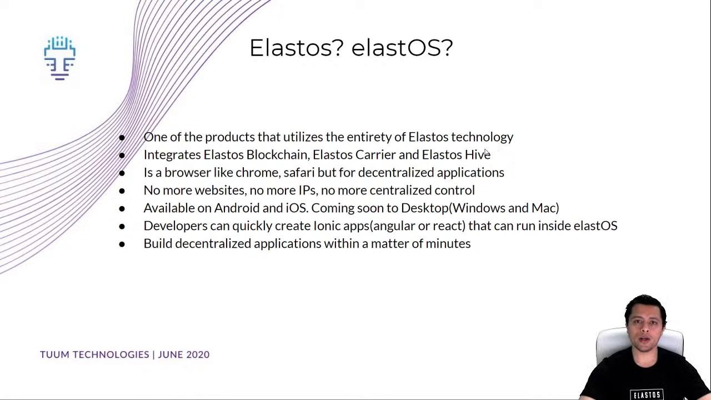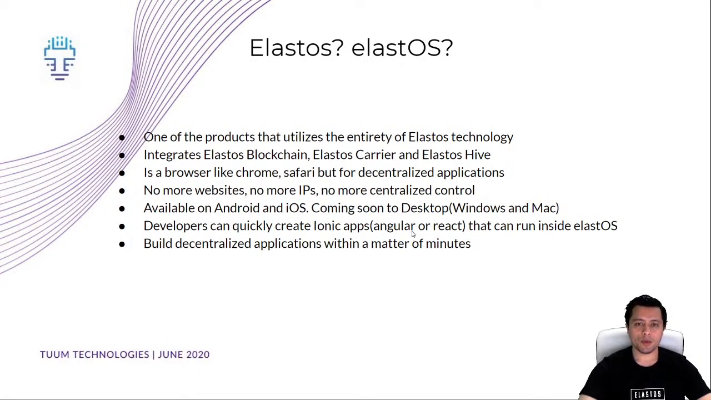So it uses Elastos Carrier, which we talked about earlier. It utilizes the smart contracts in the future. It uses DIDs, which is a big thing. It uses Hive, all of those things, right? The number one thing is when you build applications, what are called capsules inside Elastos, there are no more websites. There are no more IPs. There is no more centralized control. So these are really the true decentralized applications that developers have been wanting to build, and you can do so using Elastos today. Developers can quickly create Ionic apps using Angular or React, and that can run inside Elastos. So that's what we're going to talk about today: build decentralized applications within a matter of minutes.